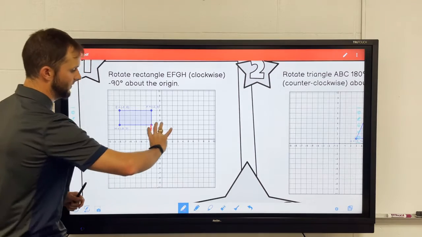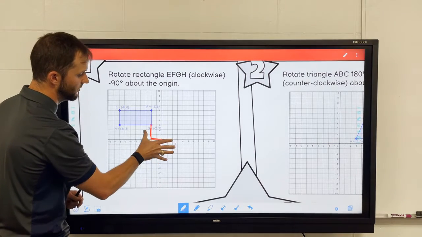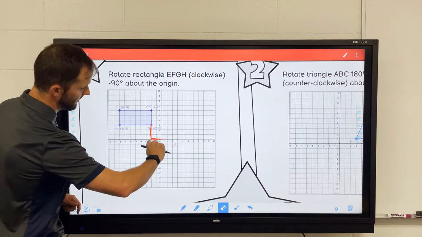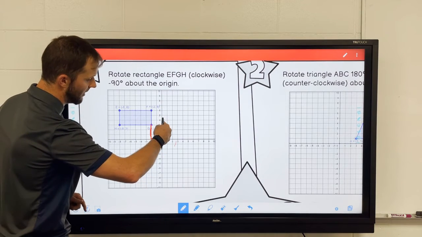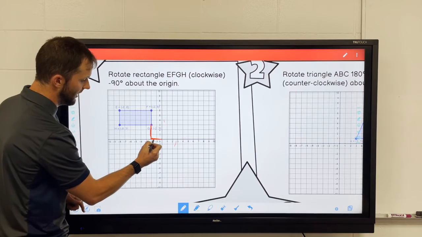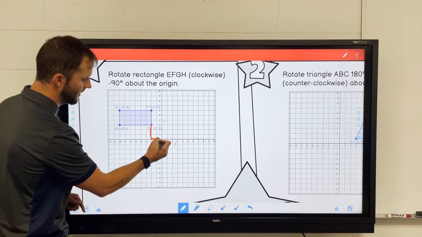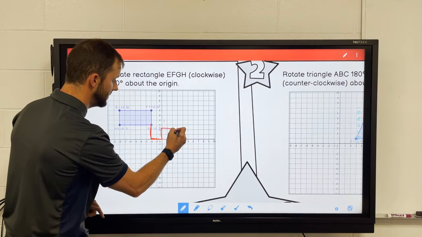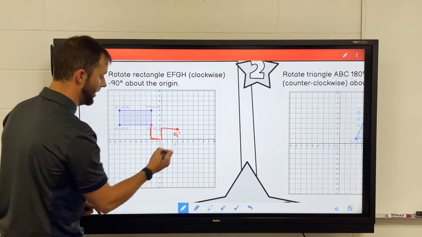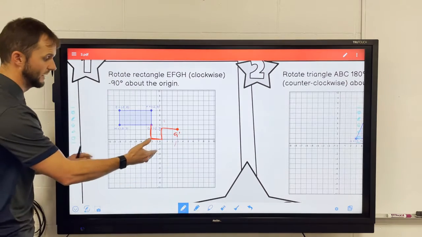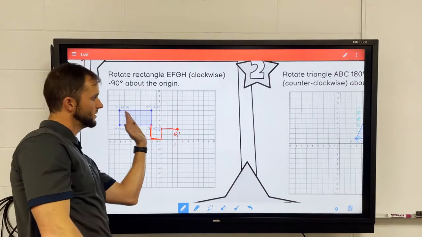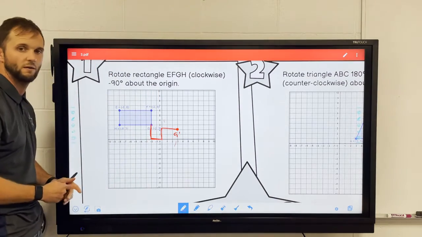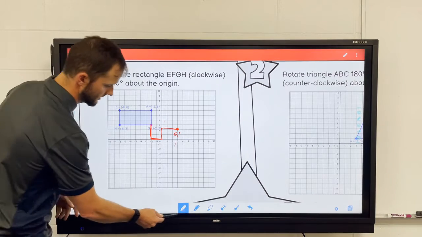I want you to picture if I rotate this 90 degrees, just one 90-degree turn, this is going to end up rotating up to here. So if I went left 2 and up 3, I'm now going to go up 2 and over 3. This is going to be the new ordered pair for G prime right here. Again, I basically took this and rotated it -90 degrees. So that would be the new ordered pair for G, okay?